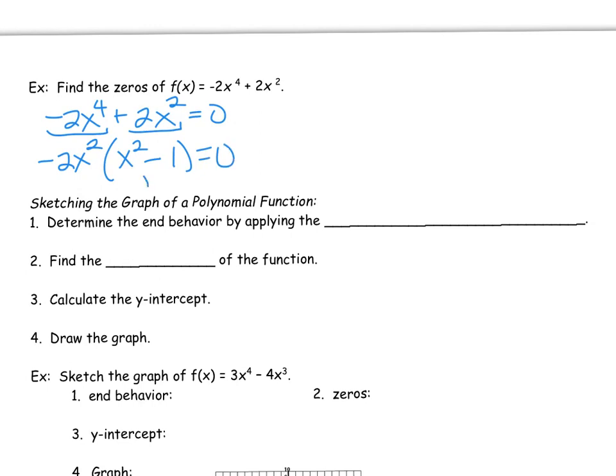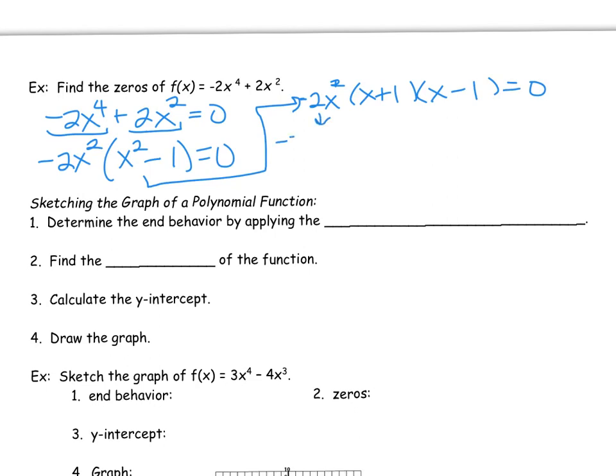Well, this is a difference of two perfect squares, so that's going to factor even further. X squared minus 1 factors apart into x plus 1 and x minus 1. We still have that negative 2x squared on the outside, and then equals 0. We took negative 2x to the 4th plus 2x squared and factored completely. The last part of this solving process is to apply the zero product property.